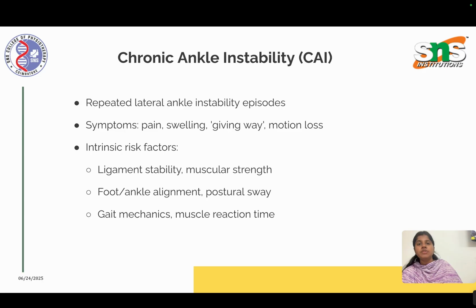The next one is the most important thing, that is chronic ankle instability, CAI. Sometimes after injury the ankle doesn't heal fully, so this leads to chronic ankle instability, which is commonly known as CAI. This means the ankle keeps giving way, feels weak, and twists again and again. Symptoms may include pain, swelling, and a feeling of giving way. Trouble walking or running might also happen here.